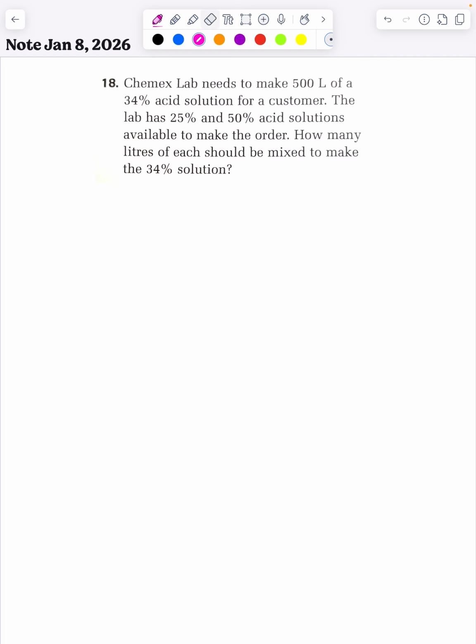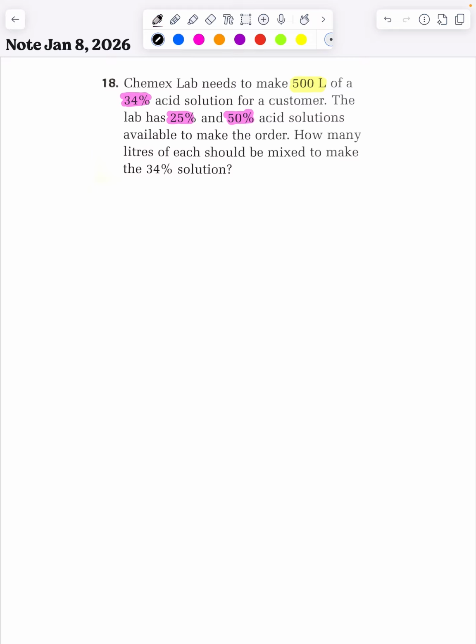So what we're going to do is start by highlighting the important information. We need 500 liters, which is the total volume that we need, and it's got to be at a percentage of 34% acid. Also, the lab only has 25% and 50% acid solution, so it has to create, with this mixture, a new concentration of 34%.